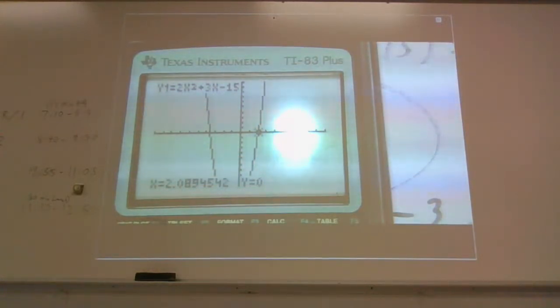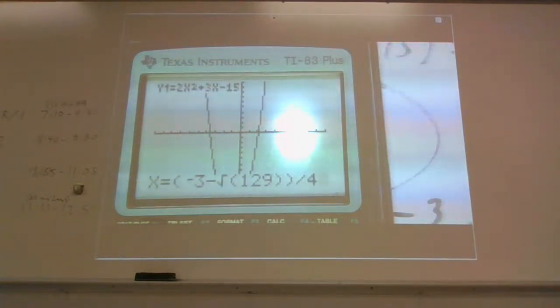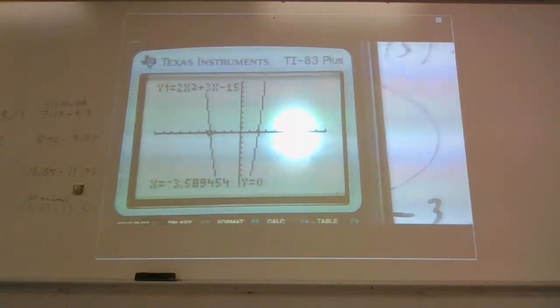Let me type in the other one. -3 minus the square root of 129 divided by 4. This is the other answer. There's one answer using the plus sign, and there's one answer using the minus sign. Boom. Look at that thing blinking right there in all of its glory. It's wonderful.